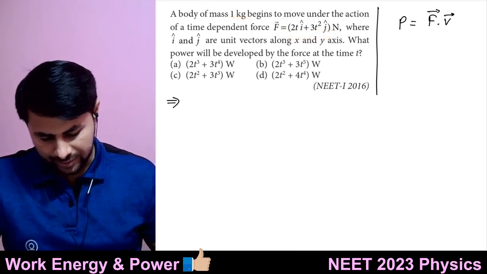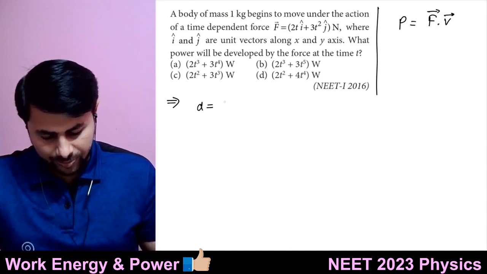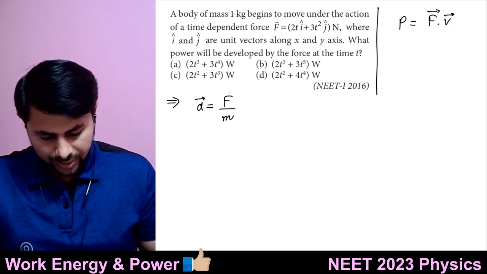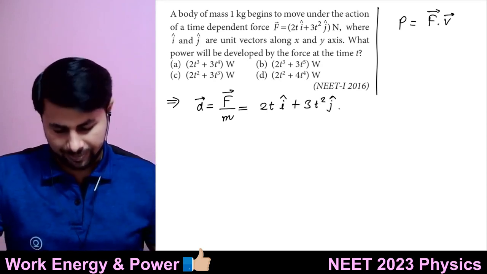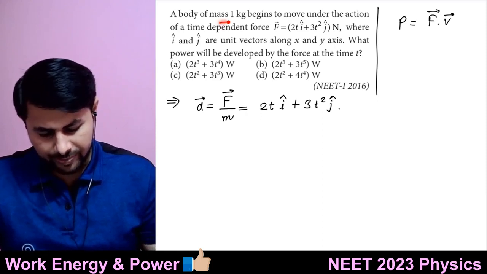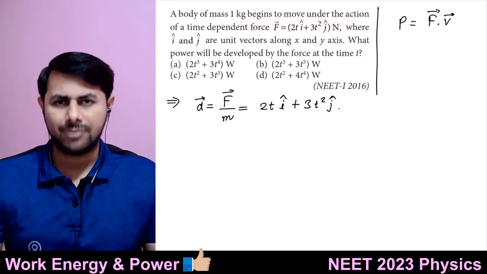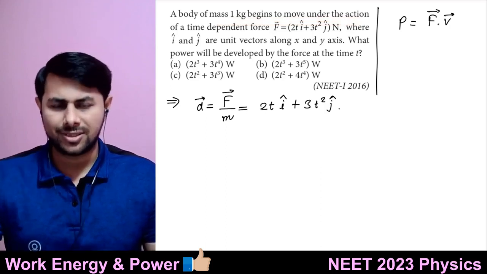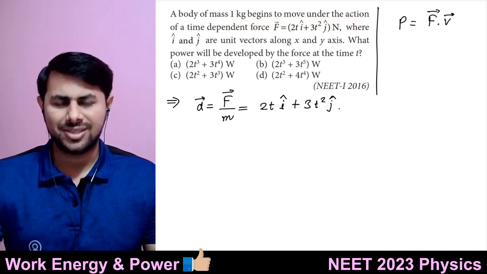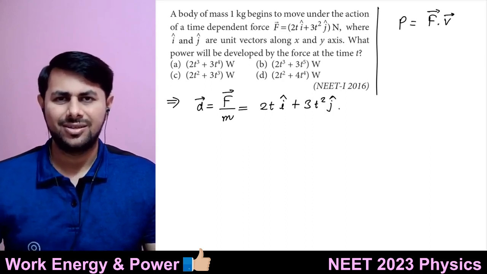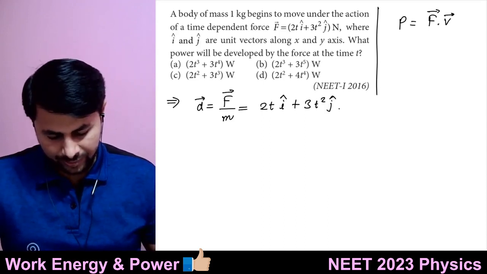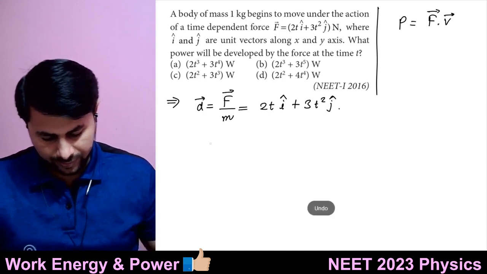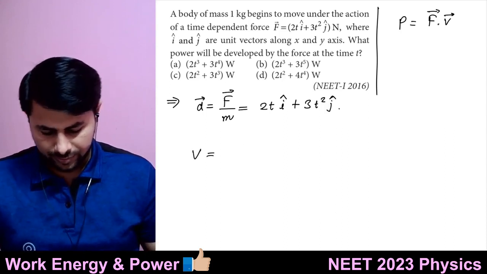And since mass is just 1 kg, acceleration, which is force upon mass, and it's a vector, will be equal to what? 2t times i cap plus 3t square times j cap. It begins to move under the action of this time dependent force, which means its initial velocity is what? Since it begins to move, its initial velocity is 0. So what will be the final velocity?